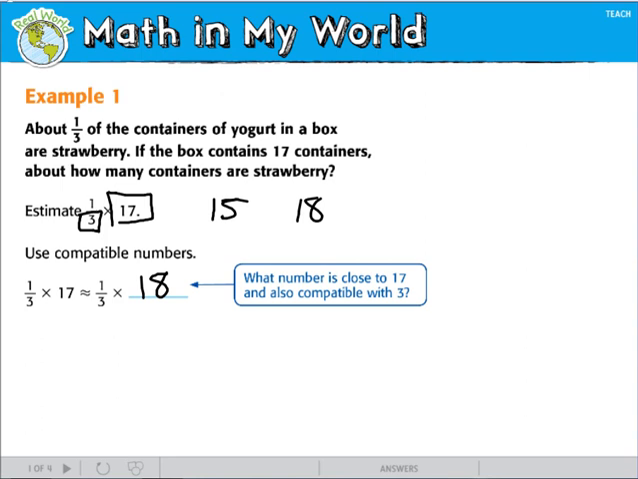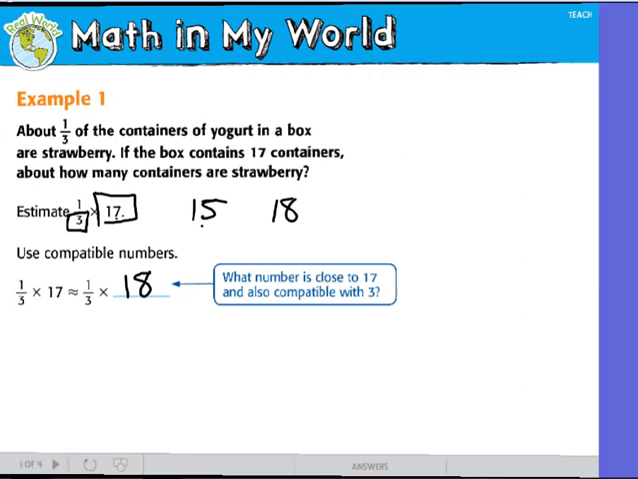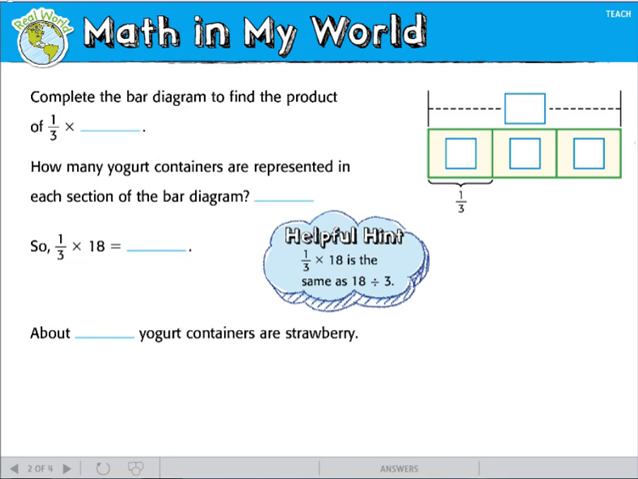18 is 1 away from 17. 15 is 2 away from 17. Okay? So, now we can solve it. We change this to 18, which means we can use our bar diagrams just like last night. Everybody like last night's homework? All got it done? That was easy.